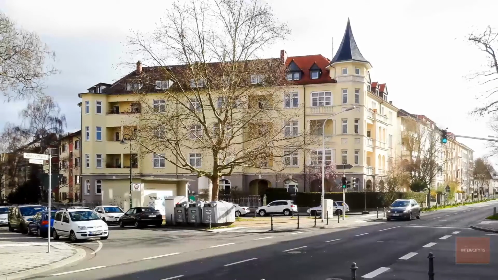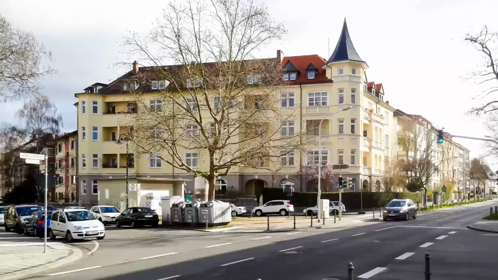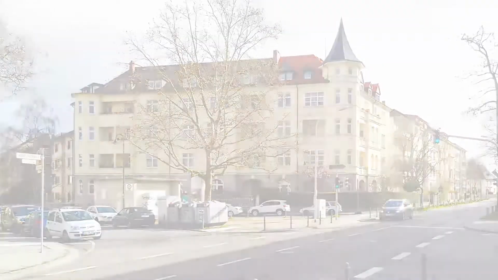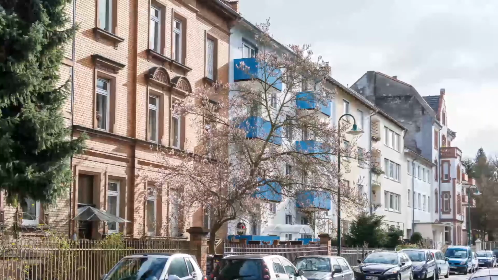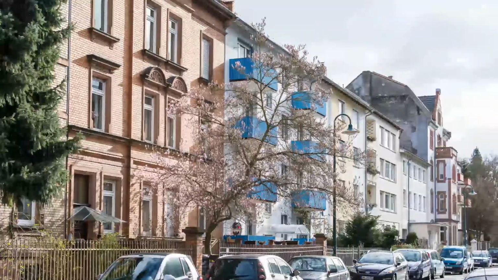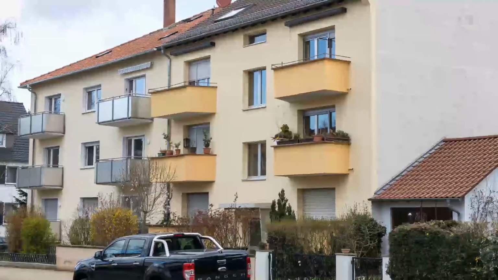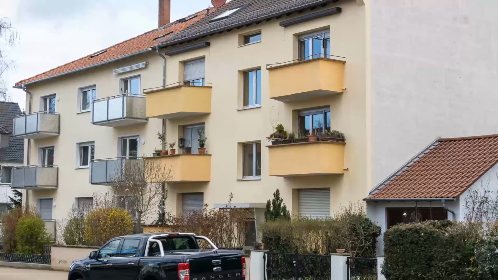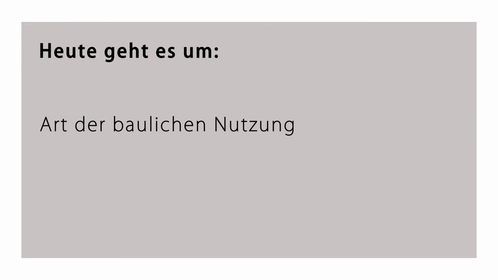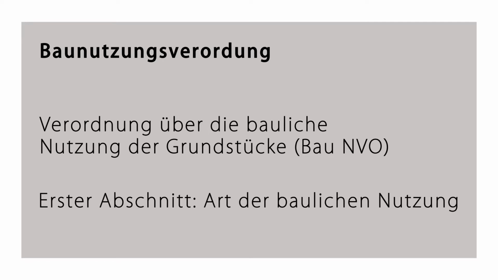There are very different building uses in German cities, such as housing, working and retail. Here we see a few examples in Darmstadt. If you look closer, you will see that these uses are not randomly scattered across the city. Today we are going to look at the Art der baulichen Nutzung, which determines where certain uses are permitted and where they are not. The Art der baulichen Nutzung is defined in the Baunutzungsverordnung.